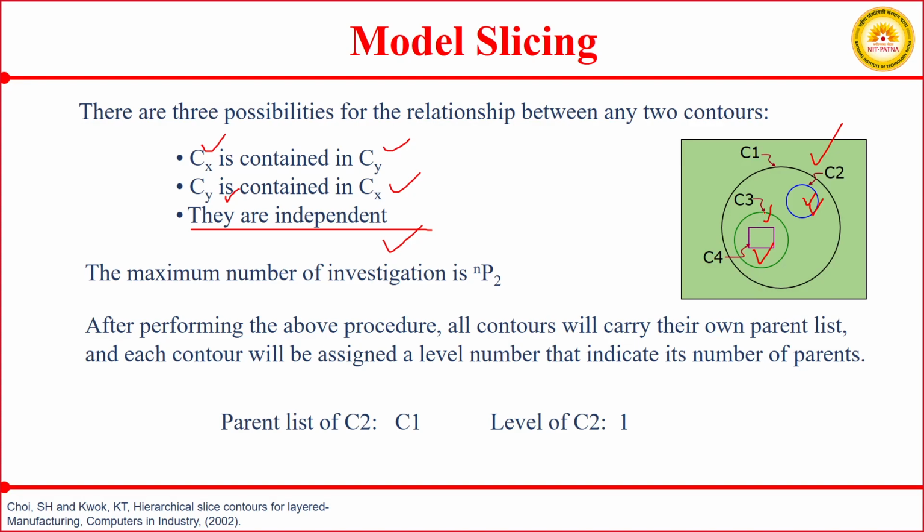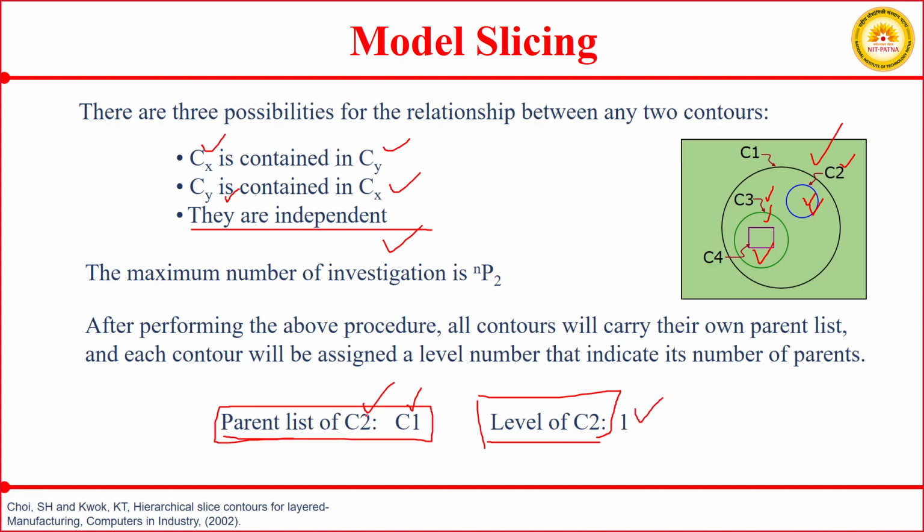Again, there is a relationship between C3 and C4. All the points of C4 will be lying inside C3. So in C3 and C4, who will be the parent? Obviously C3 will be the parent. Okay, so let us take only these two contours, that is the parent list of C2. If you want to see the parents of C2, C1 is the parent of C2, and you will give some level number. Say in the starting we are giving the level of C2 as 1.